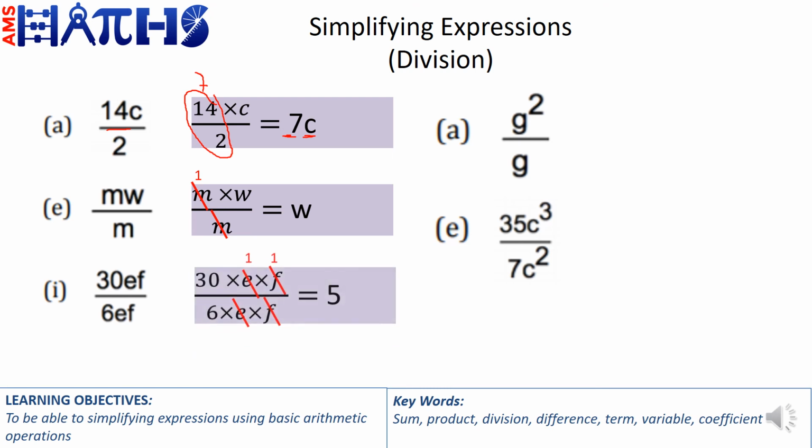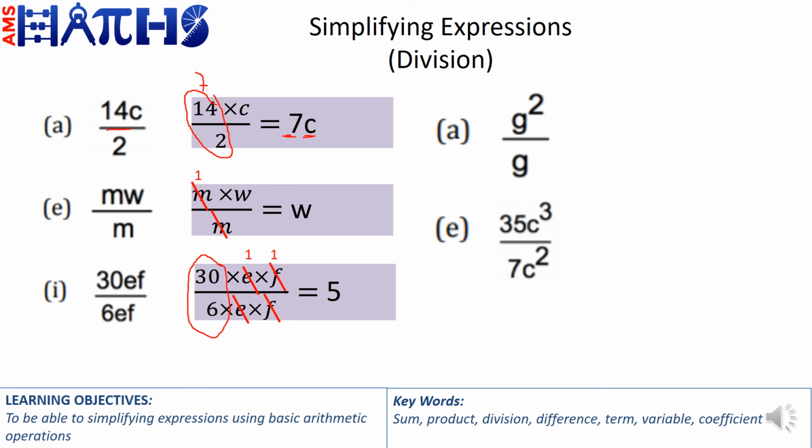In our next example, I've broken down 30ef on the numerator to get 30 times e times f. Under the denominator, we have 6 times e times f. We need to divide 30 by 6 to get 5. Then e divided by e gives us 1, and f divided by f gives us 1. So 30 divided by 6 is 5, and then 5 times 1 gives us 5.